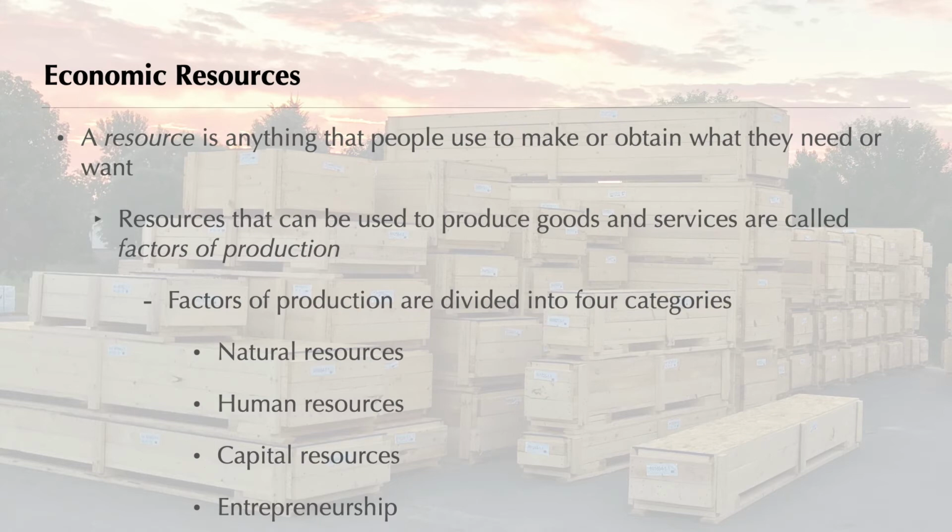Economists are also interested in the environment in which people make decisions. What do you see when you look around you? People, cars, trees, buildings? An economist sees these same things as economic resources. A resource is anything that people use to make or obtain what they need or want. Resources that can be used to produce goods and services are called factors of production. Economists usually divide these factors of production into four categories: natural resources, human resources, capital resources, and entrepreneurship.